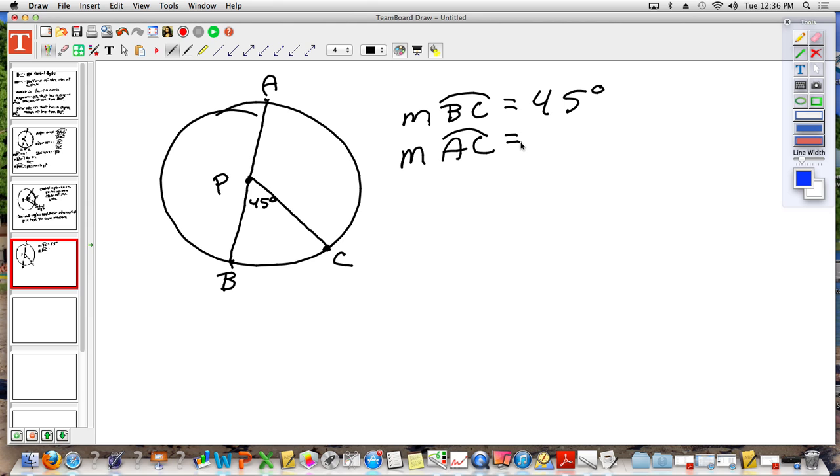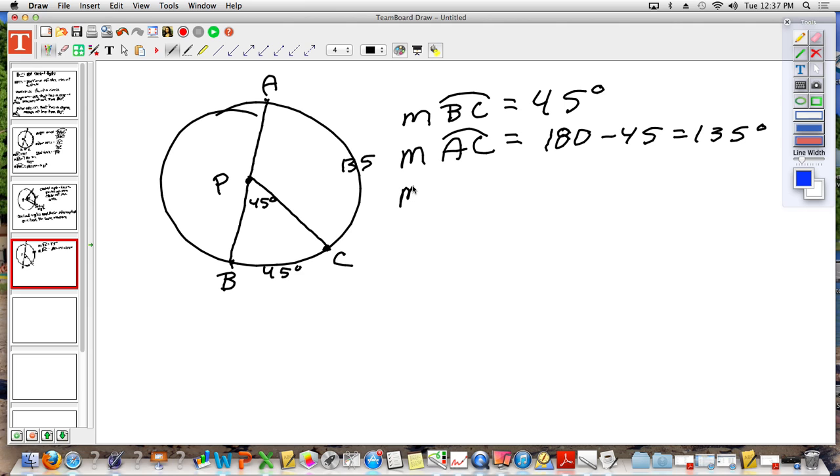What about the measure of arc AC then? Derek, 135, yes. The measure of arc AC is equal to 135 degrees. And you find that, what did you do, Derek? Very good. 180 minus 45 degrees would be equal to 135 degrees. So we now know that this is 45 degrees. We also know that this arc right here is 135 degrees.